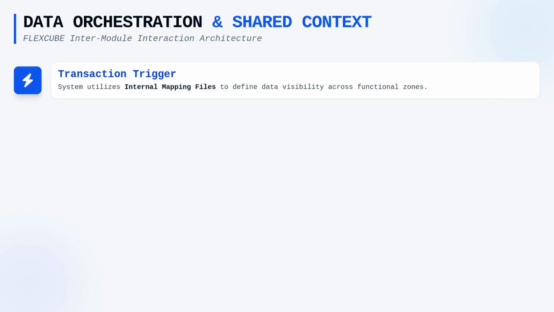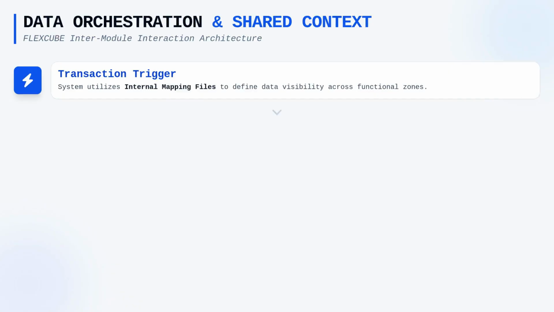The actual orchestration of this data often relies on specific metadata objects that define how tables should interact during transaction processing. In FLEXCUBE, the concept of a shared context is managed through internal mapping files that define the visibility of specific data sources across different functional zones. When a transaction triggers an update, the system must navigate through these mapping configurations to ensure that the secondary modules receive the necessary notifications or data pushes.